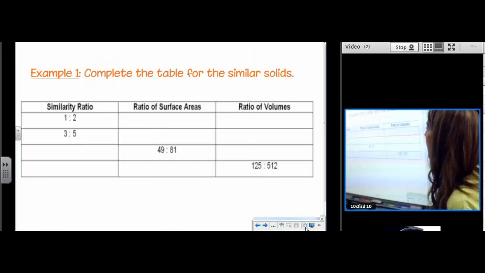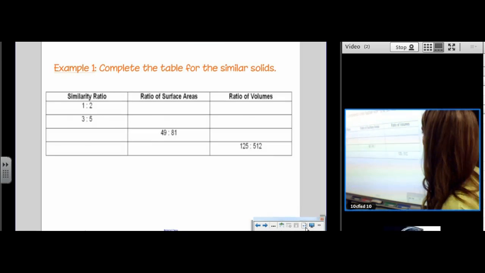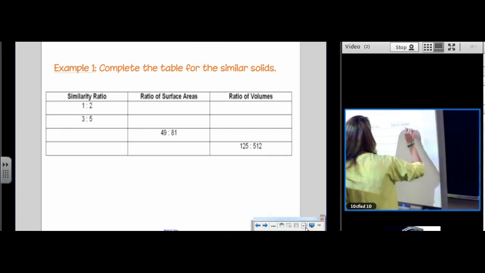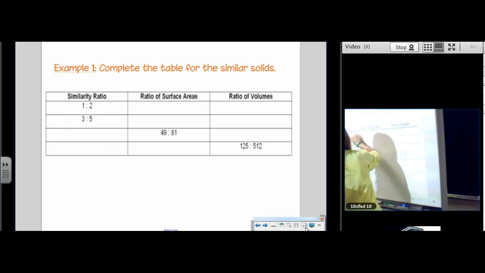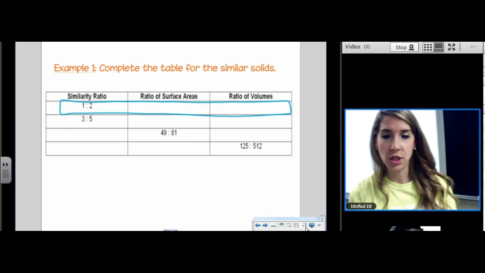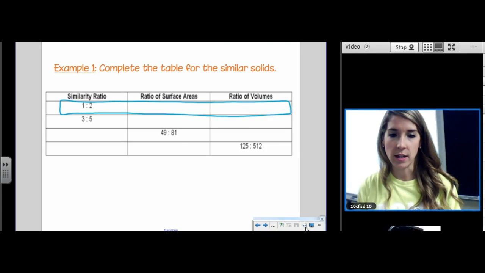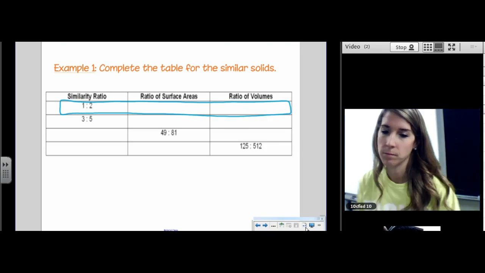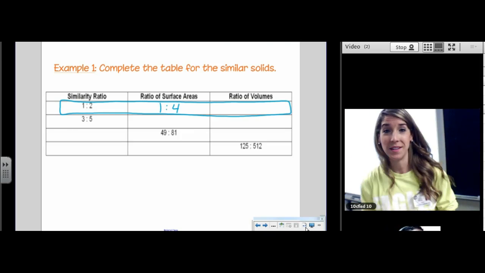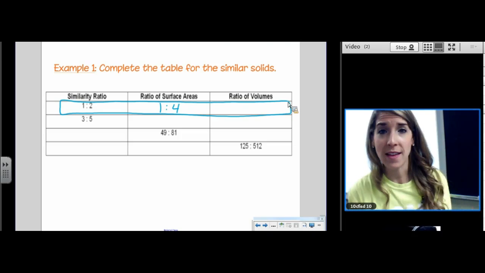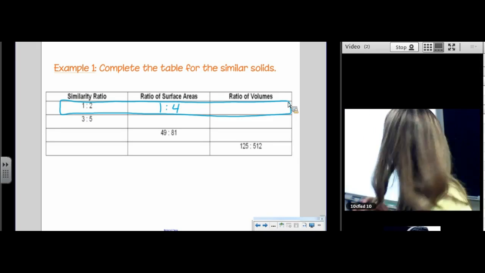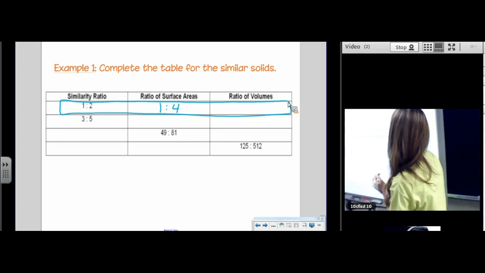We're going to start with just a table. This is really basic, simple, straightforward. Let's all do row 1. If I tell you the similarity ratio is 1 to 2, what's the ratio of the surface areas? 1 to 4, right? Did we have to actually find the surface areas? No. We are talking about the ratio. The ratio of the volumes?